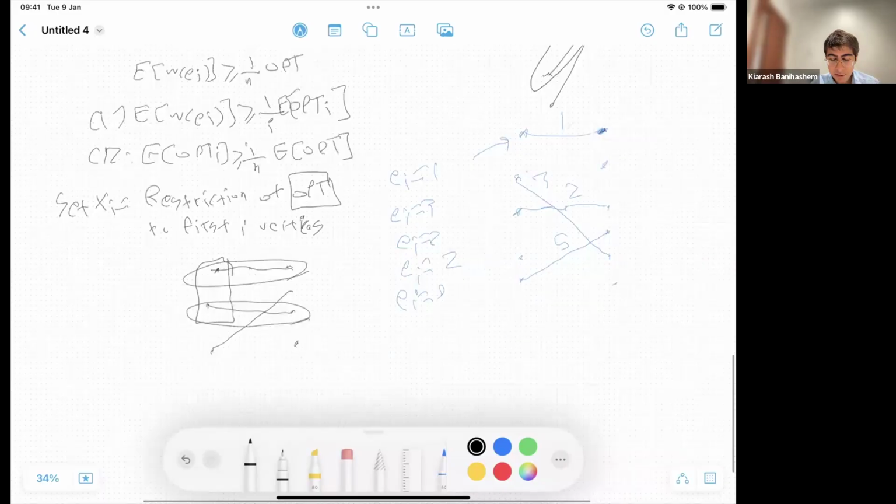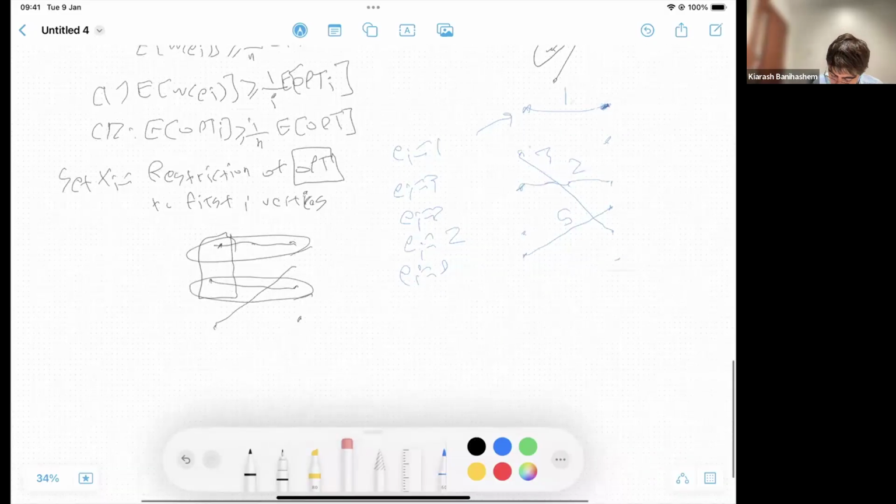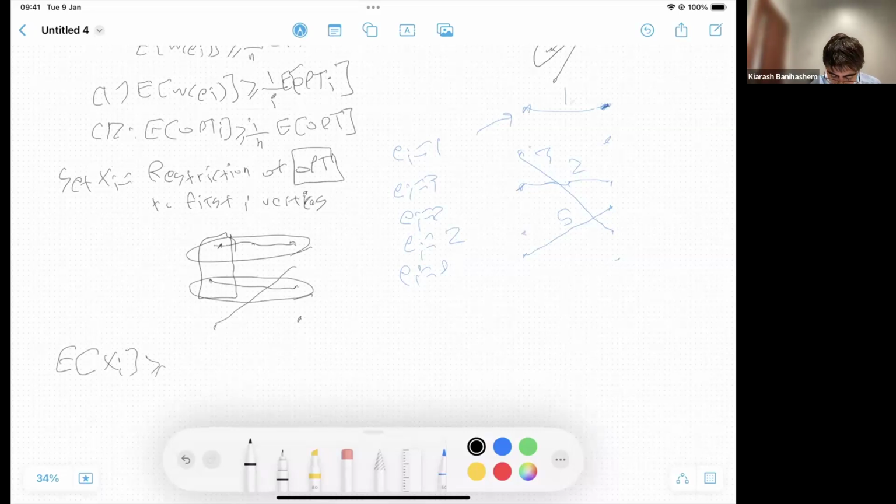Now the claim is that the expectation of xi, and when I say expectation of xi, I mean the sum of the values in xi, because xi is technically a set, is going to be bigger than or equal to I over n expectation of opt. Why does this hold? If I take any of the edges in the actual opt, it has probability I over n of appearing in the set xi, because as long as that vertex arrives in the time steps 1 to I, it's going to appear in xi. And the probability of that occurring is I over n.